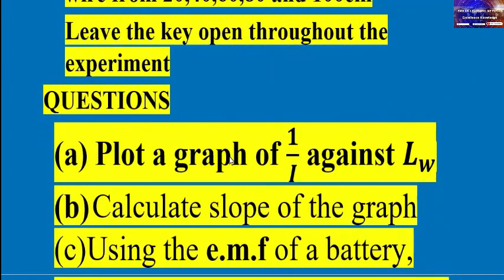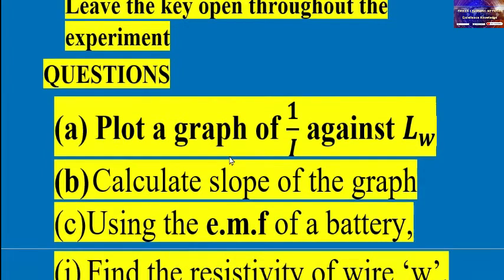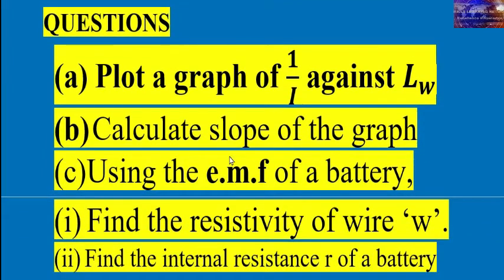Questions which can appear from this experiment: plot a graph of 1 over I against the length of the wire W. Calculate the slope of the graph, and then using the EMF of the battery, find the resistivity of the wire W, and then find the internal resistance of the battery. Those are questions you have to answer by calculating or solving after recording the data of the results.